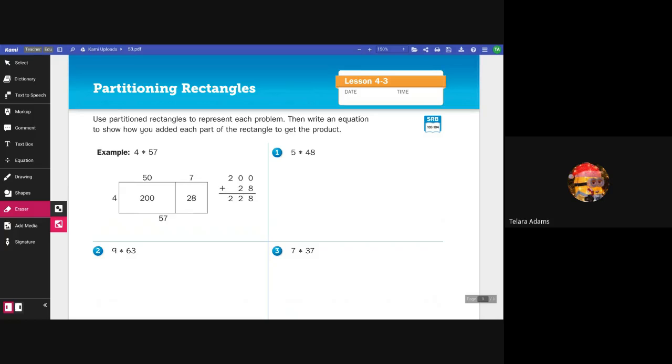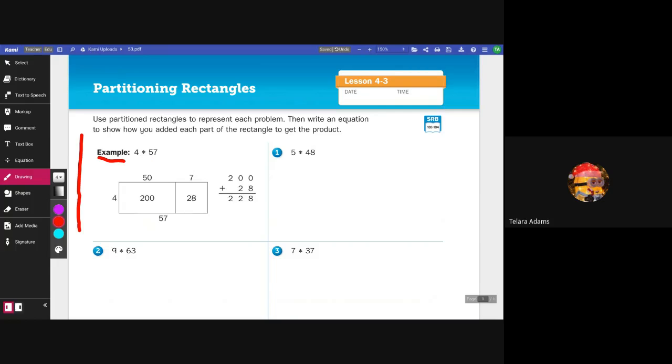Now, I know that we looked at this before, we lined our numbers up, but for today, we are using our rectangles. We are breaking down each number and using our rectangles. For the example, the first problem that you see here, I'm going to put a little red line so you know where I am. Right here for the example, our problem is 4 times 57.